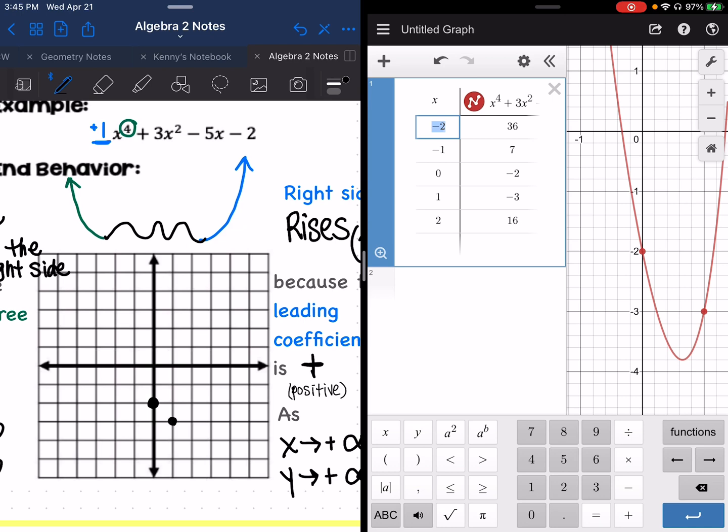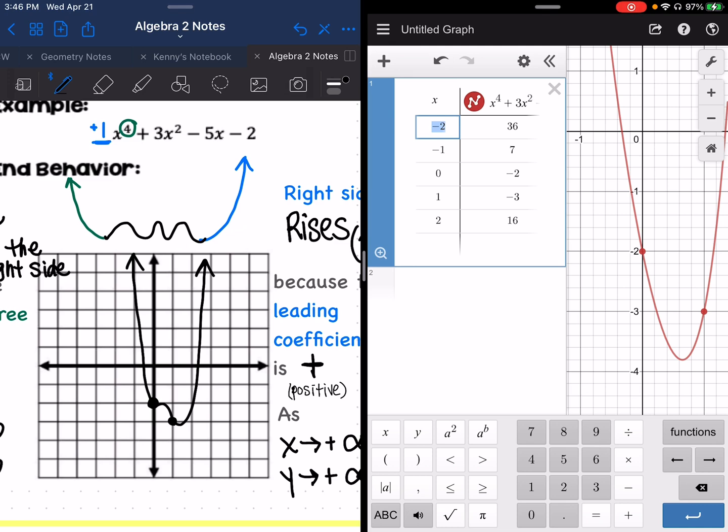I don't think I could do the 1, 7. I don't think I have enough. 1, 2, 3. Yeah, I don't have enough. So it looks something like this. And I think if we zoomed in enough, there would be a little bit of another little bump in there, but I just can't zoom in enough.